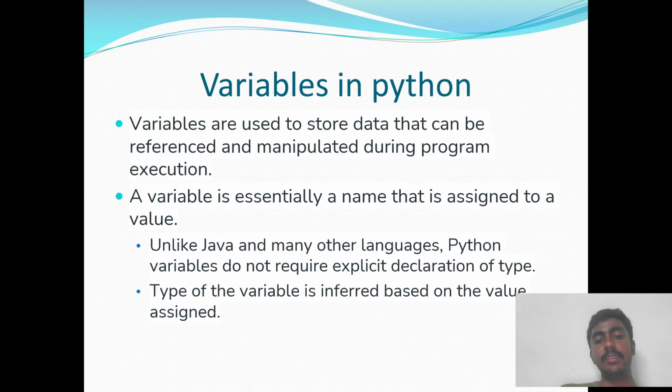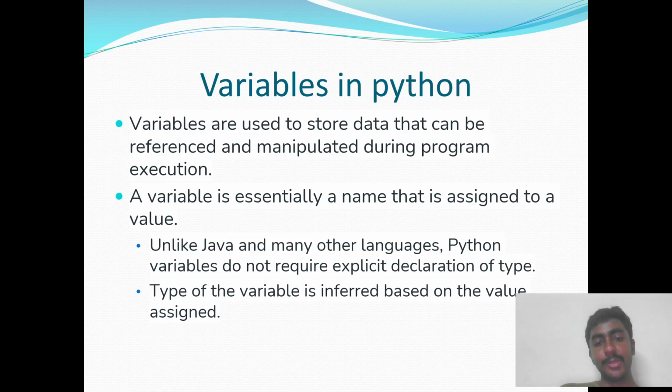So imagine your hostel room has several containers. Instead of writing the contents every time, you just put labels on them. One container is labeled books, another labeled clothes, another labeled snacks. So whenever you want books, you simply look for the container named books. You don't have to search the entire room. Variables work in exactly the same way. The label is the variable name and the contents are the value.